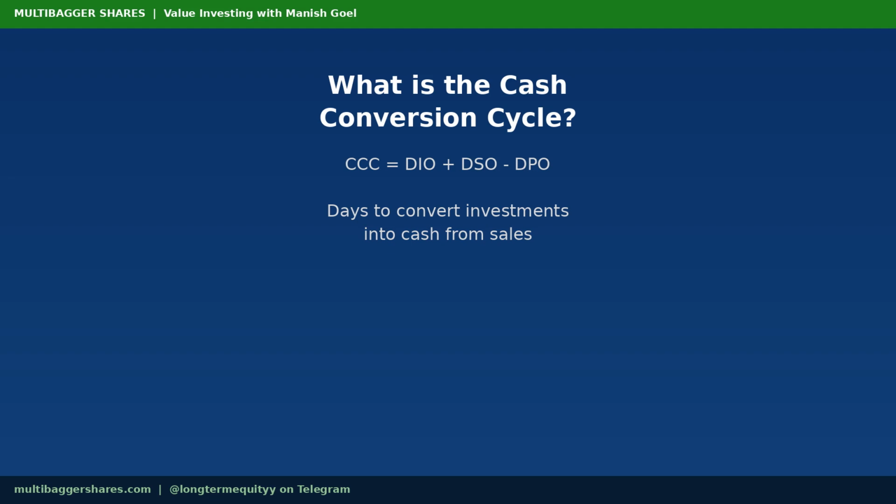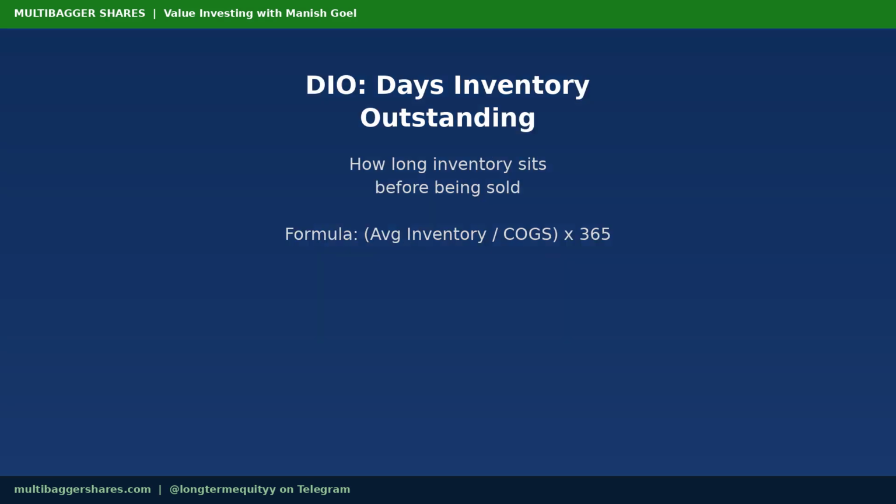DIO stands for Days Inventory Outstanding. This tells you how many days inventory sits in the warehouse before being sold. If a company has a DIO of 90 days, that means on average, products sit for 3 months before anyone buys them. That's cash locked up doing nothing.